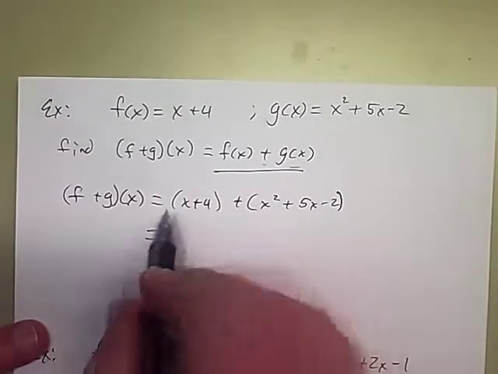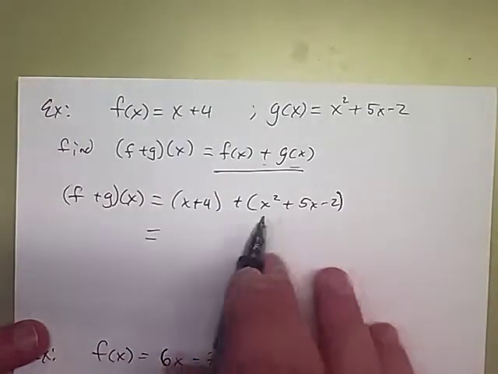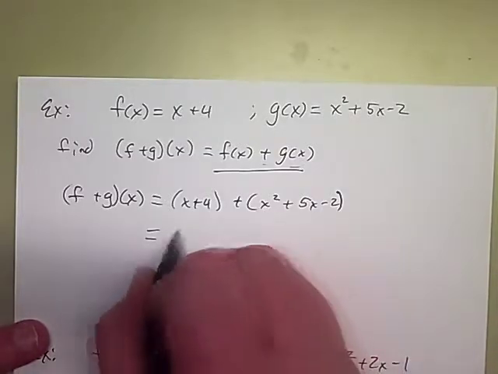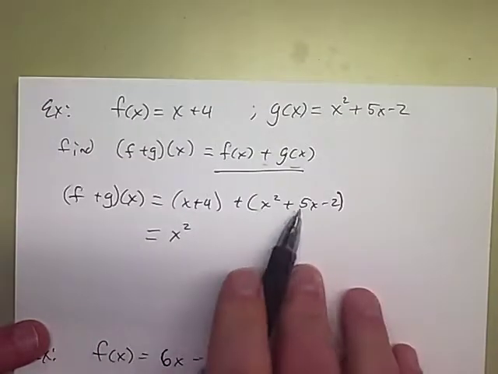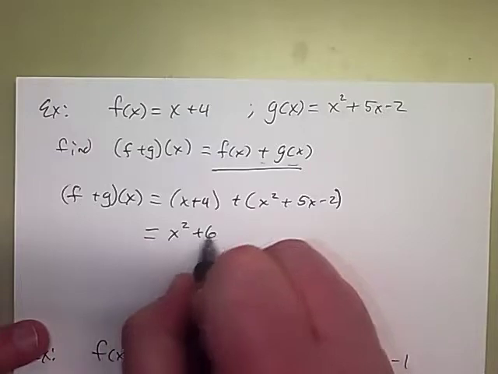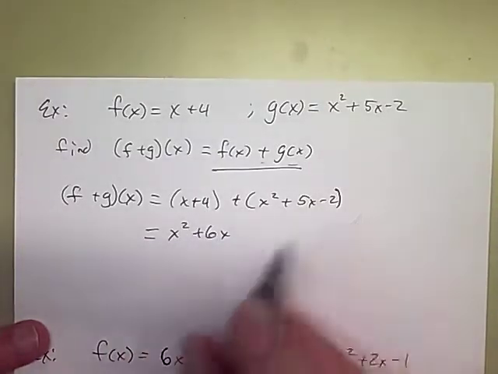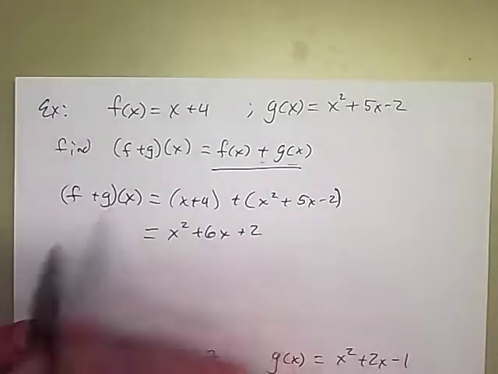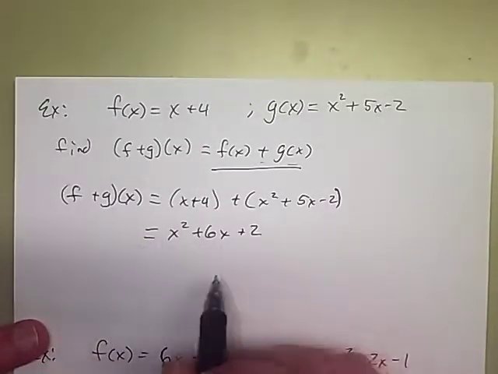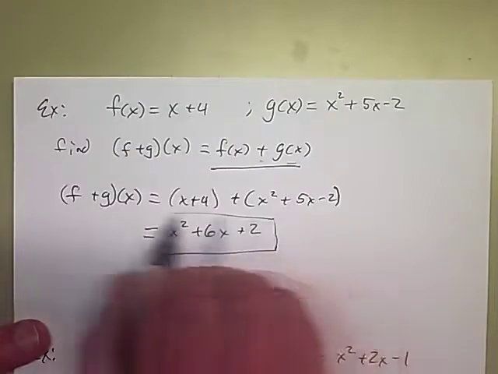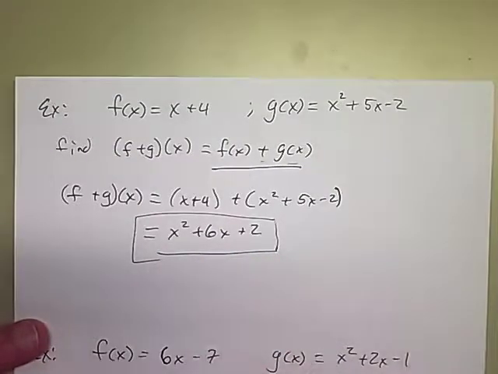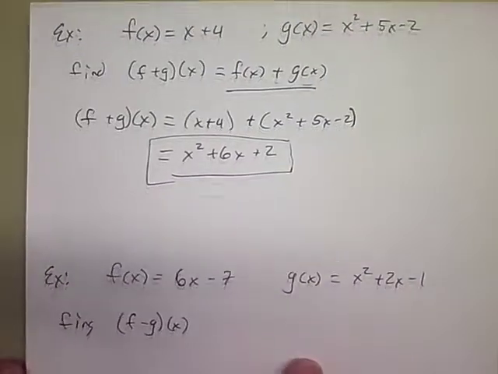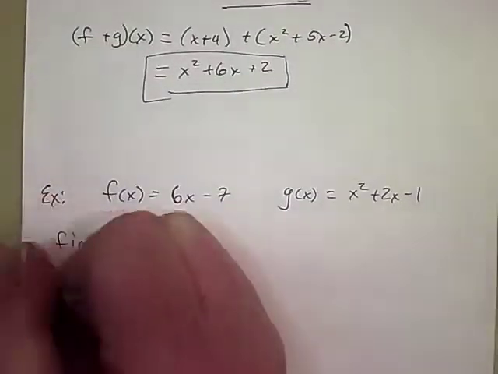So here we're left with, again, I want this in standard form. So I'm looking for the largest exponent. I only have one x squared here. 5x plus x would give me 6x. And a 4 and a negative 2 is 2. So f plus g at x is x squared plus 6x plus 2. And that is it. Now let's take a look at what happens with f of x minus g of x.